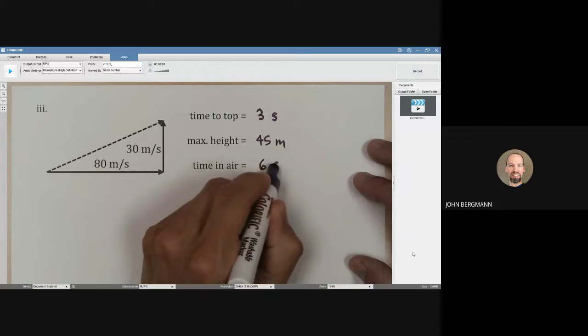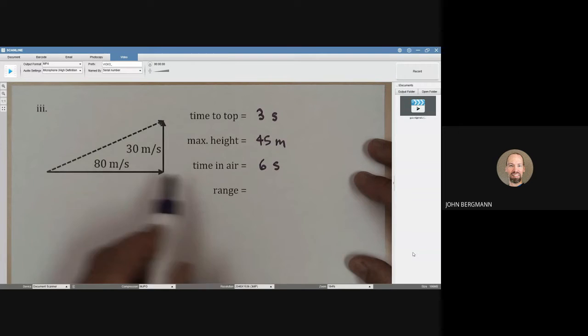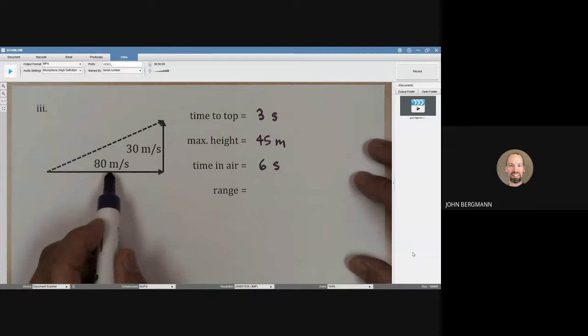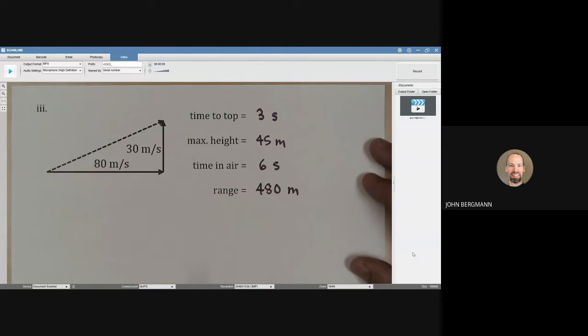It's going to be in the air for 6 seconds because we're assuming it's going to land at the same elevation it was launched from. And the range will be 80 meters to the right every second for each of 6 seconds, 480 meters. Don't even look at me and say that's not cool. That is cool.